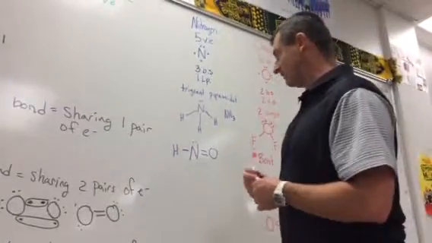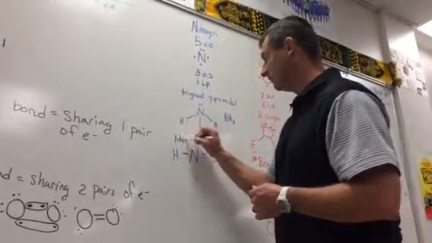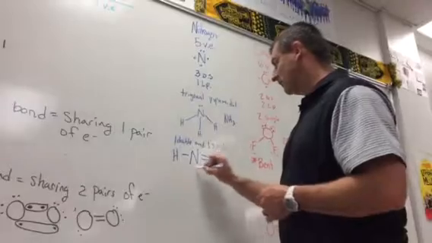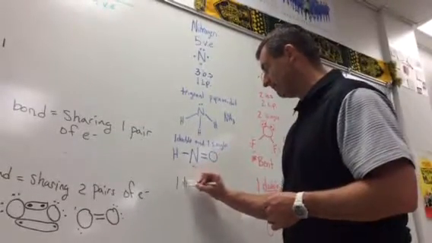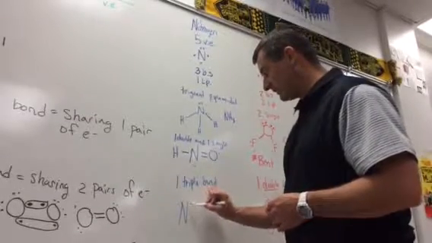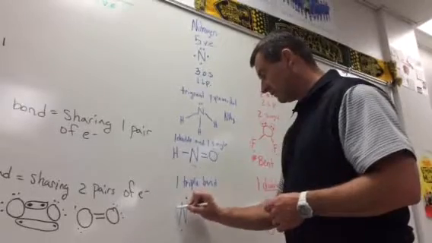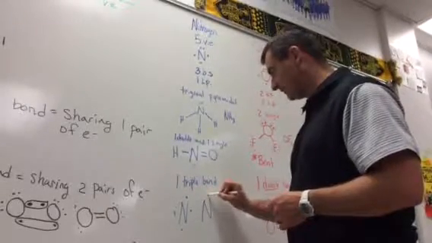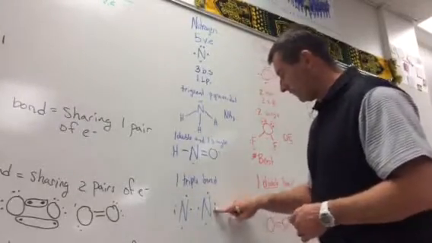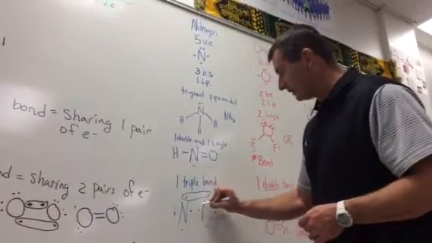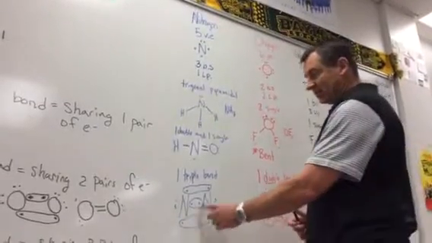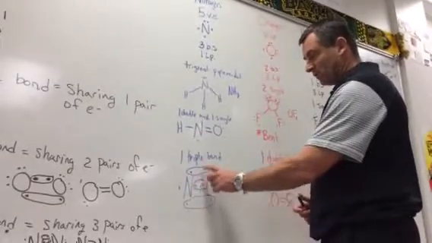The other way it could bond, so that's one double and one single bond. The other way is one triple bond. Now, how would it make a triple bond? Well, I'm drawing this way so you can see it. You've got this hydrogen, you've got this nitrogen. It's going to have one lone pair and it's going to share one pair, share two pairs, share 3 pairs of electrons. If it does that, it has 2, 4, 6, 8. This one has 2, 4, 6, 8.